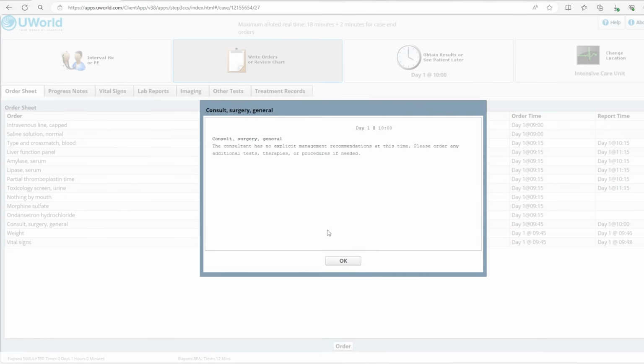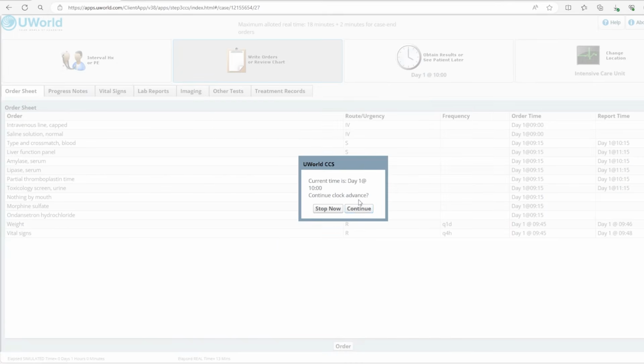We'll click OK. Here we got the results of the surgery consult. The consultant has no explicit management recommendation at this time. Please order any additional test therapies or procedures if needed. That means at this point, the surgery team does not want to take the patient to the OR or do anything different. So you just continue your medical management of this case. So we're going to click continue, continue here.